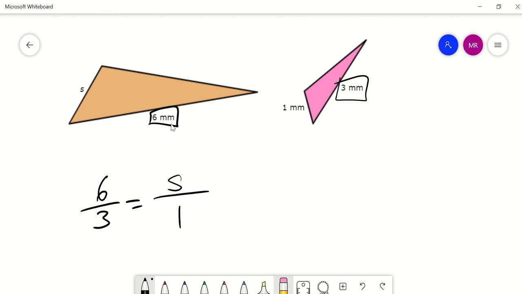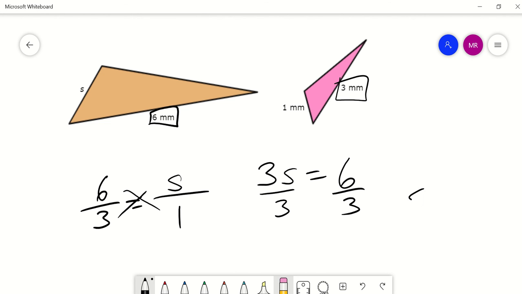Okay, and maybe you can see what's happening. So 6 divided by 2 is 3, so something divided by 2 is 1. You might be able to tell right away what S is, but if you can't tell, let me show you how to do it. We're going to cross multiply. You remember doing that? 3 times S is 3S. 6 times 1 is 6. We then divide both sides by 3. 6 divided by 3 is 2. So S is equal to 2.